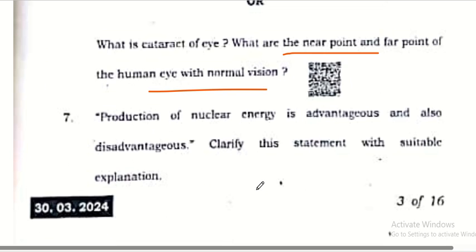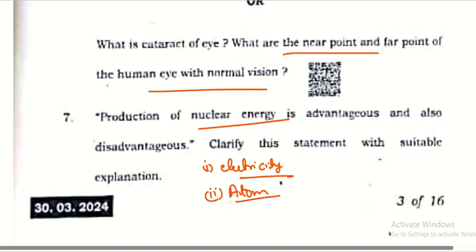And then we move on to the production of nuclear energy: its advantages and also disadvantages. Clarify this statement. When we take the advantages, we can prepare electricity by using nuclear energy. And the disadvantages means atom bombs. Here atom bombs are prepared by using nuclear energy.